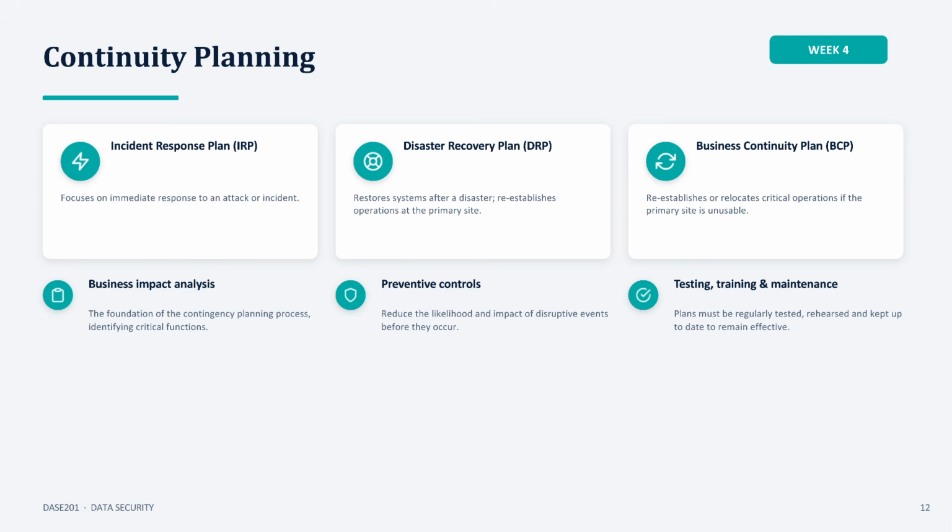We also learned about business impact analysis. These help organizations understand which activities are most important and what could happen if they stop. Another important lesson was that these plans should not just be written and forgotten, they need to be tested, updated, and practiced. This helps make sure people know what to do when a real life incident happens.